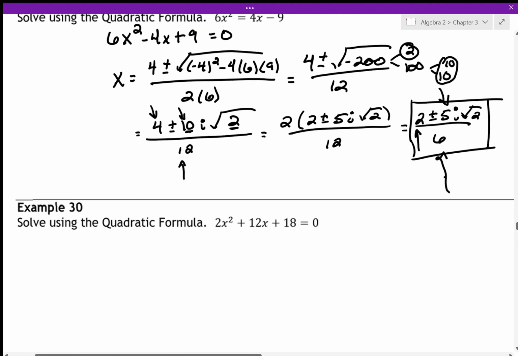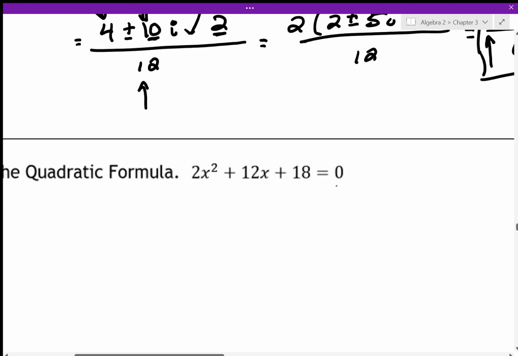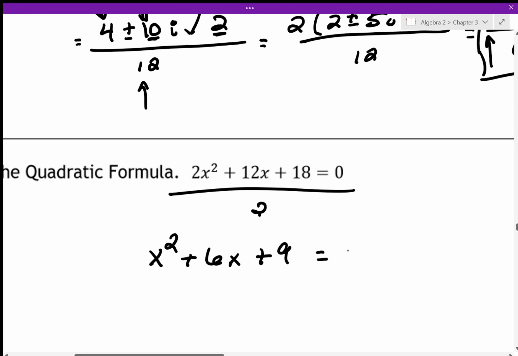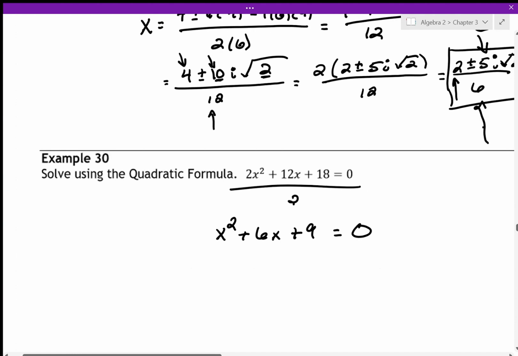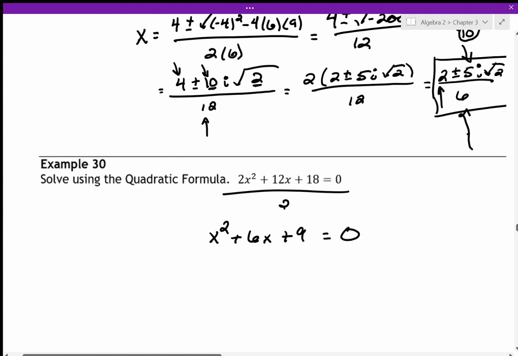Alrighty, number 30. I'm not going to do this whole problem here, but what we can do right in the very beginning is we can still divide by 2. Everything is even, and that just gives us some smaller numbers to work with. So we'd have x squared plus 6x plus 9 equals 0. So that's going to be our last problem there to do. And I'll let you guys try that one out.